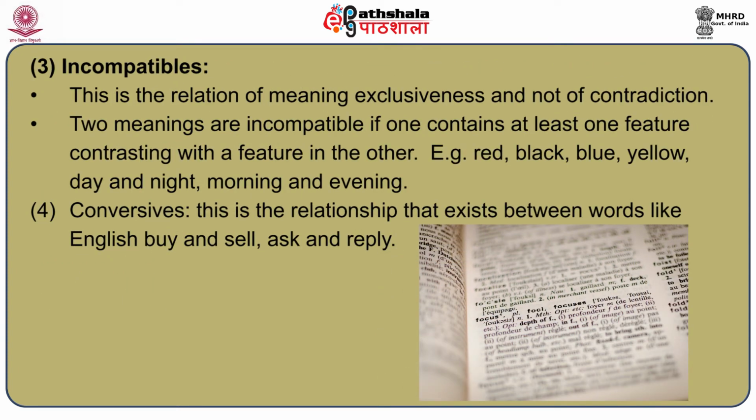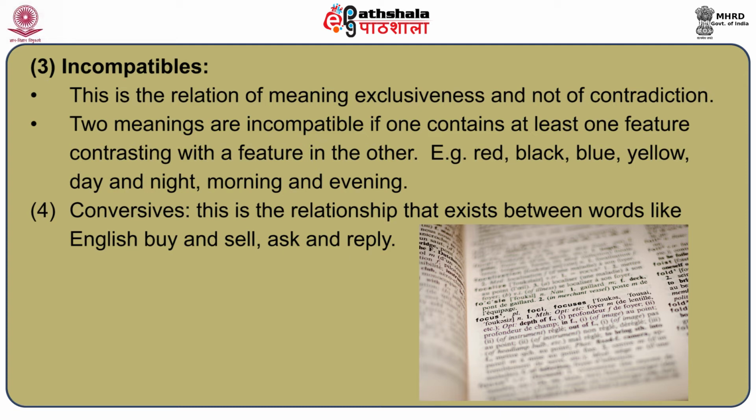Incompatibles. This is the relation of meaning exclusiveness and not of contradiction. Two meanings are incompatible if one contains at least one feature contradicting a feature in the other. Say red, black, blue, yellow, day and night, morning and evening, etc. To say day is to say morning or noon, not morning or noon. Man and woman are incompatible because man has a plus male feature and woman does not have it. Other meanings are incompatible with woman, like boy, cow, etc., because they do not share the features plus adult plus human respectively.